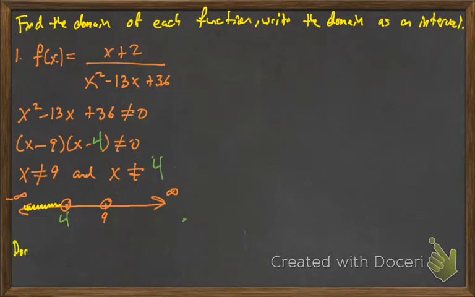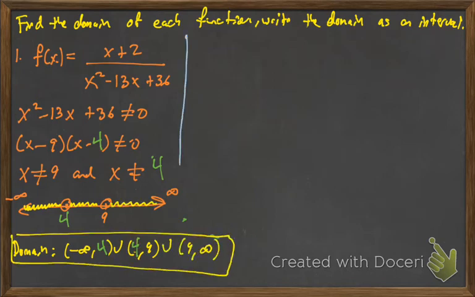So our domain is negative infinity to 4, then 4 to 9, and then 9 to infinity. That's the domain in interval notation.